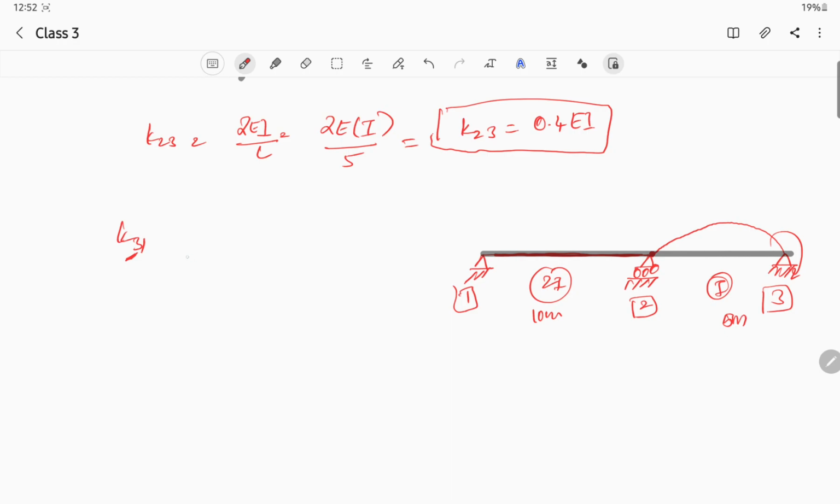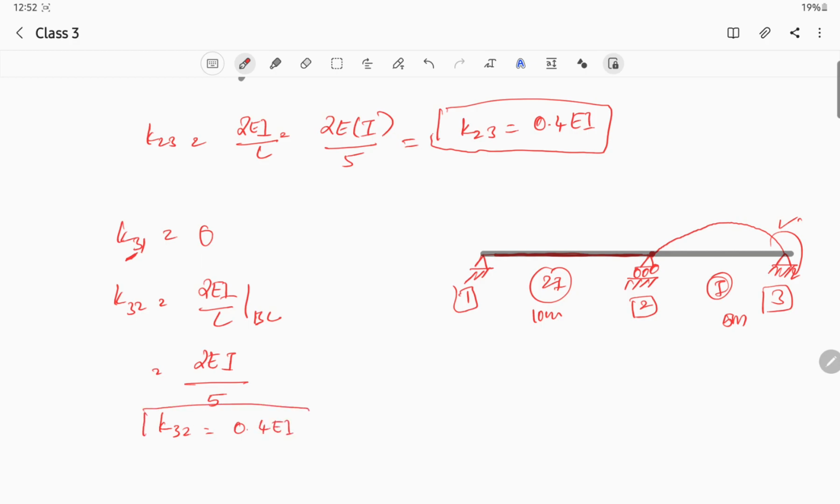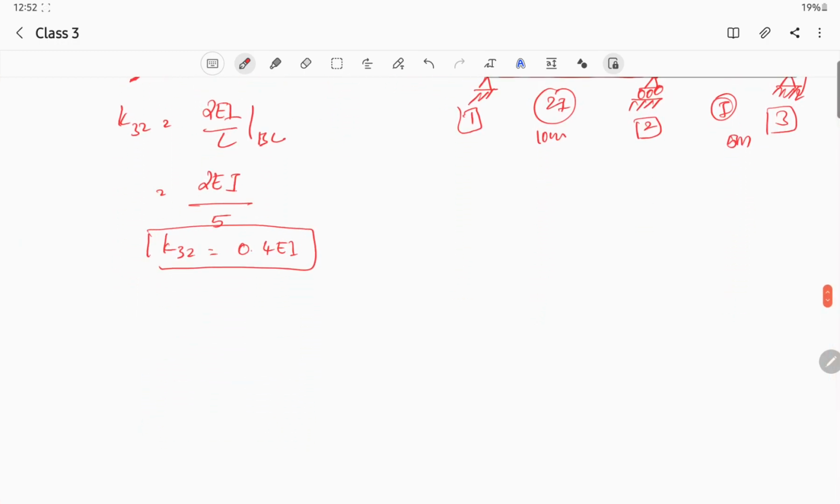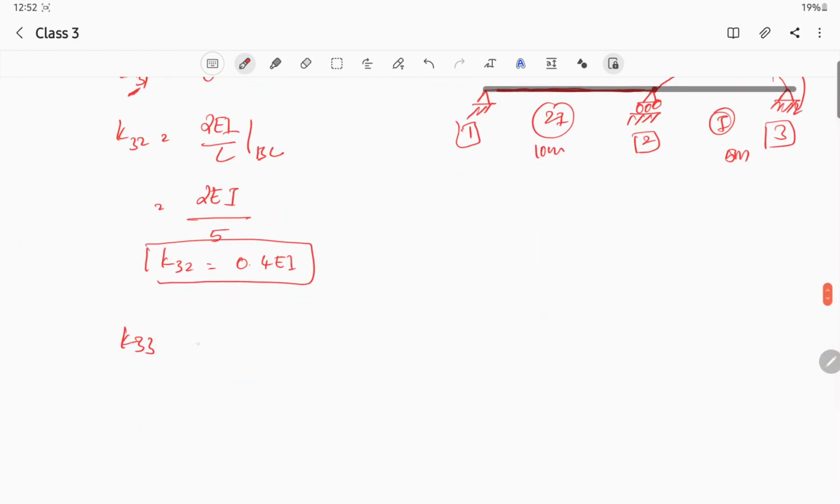Okay, so what happens to K31? Since there is no rotation, K31 will be equal to 0. K32 is equal to, since we are rotating here, 2EI by L for span BC. So 2EI as it is, whole divided by 5, which gives K32 equal to 0.4 EI. This is K32.